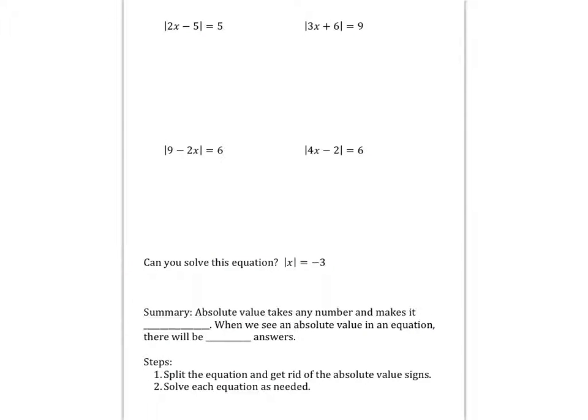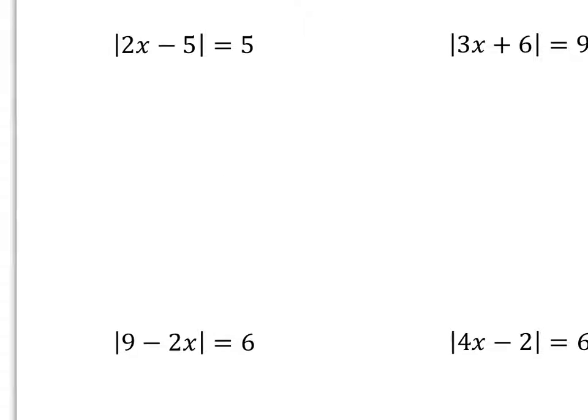Let's take a look at a few more examples. Okay, with the absolute value of 2x minus 5 equals 5, I again need to set up two cases. One is as I see it, and I drop the absolute value symbols. And the other is that I just change my sign of 5 to a negative 5. That's on the opposite side of the absolute value symbol. And now I solve both of these equations.